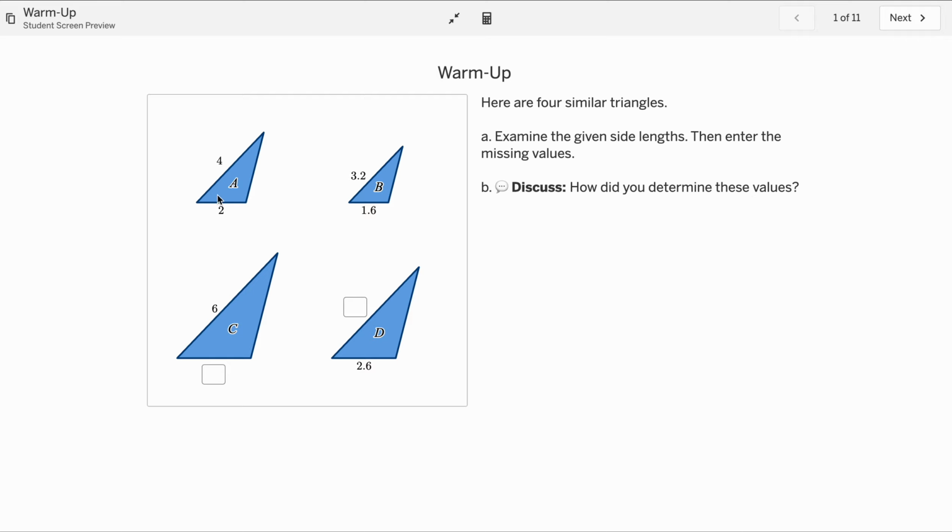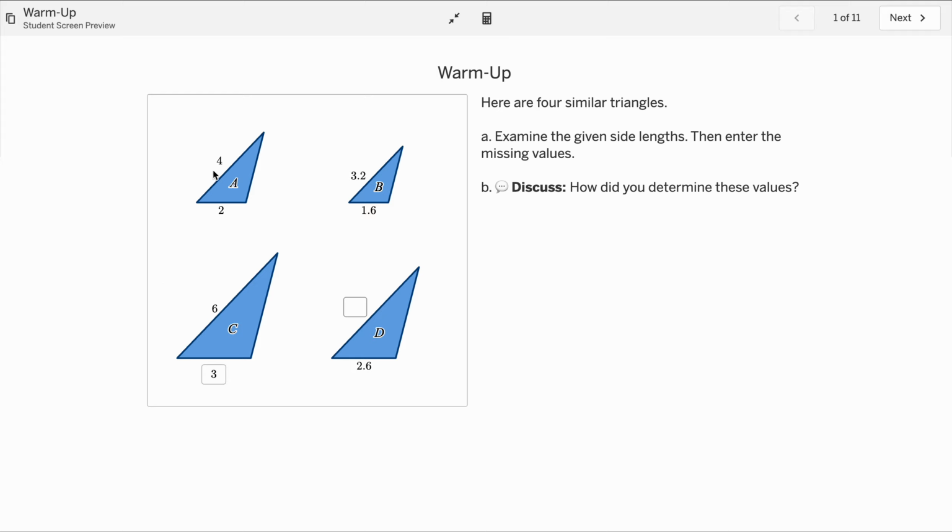So taking a look at triangle A to B, A to C, and A to D, we're comparing all these triangles. They're all similar. It tells us they're all similar and they look all similar. What's really important when we have similar triangles is that they all stay proportional. So if this is 4 and this is 6, I know that 4 times 1.5 is 6. So I'm going to do the same thing from 2. So 2 times 1.5 is 3.